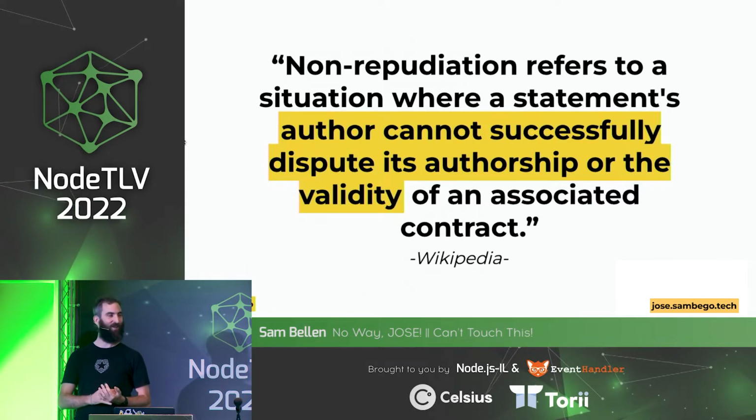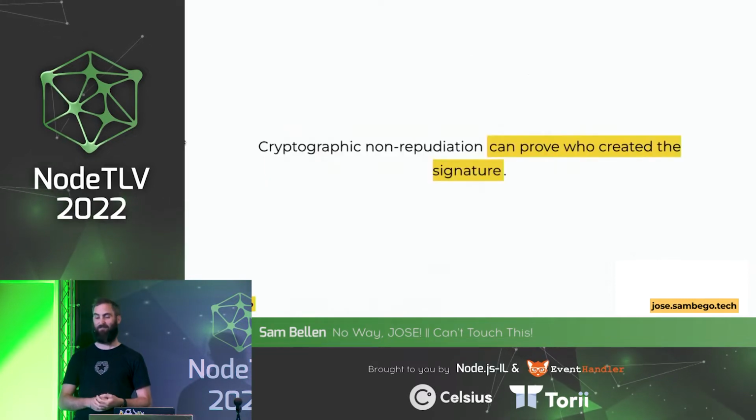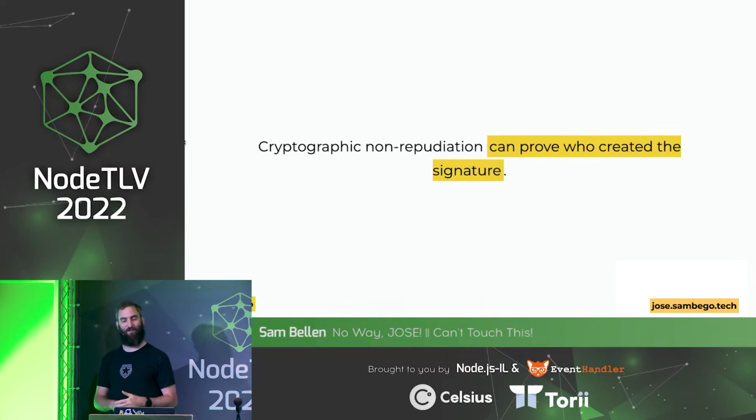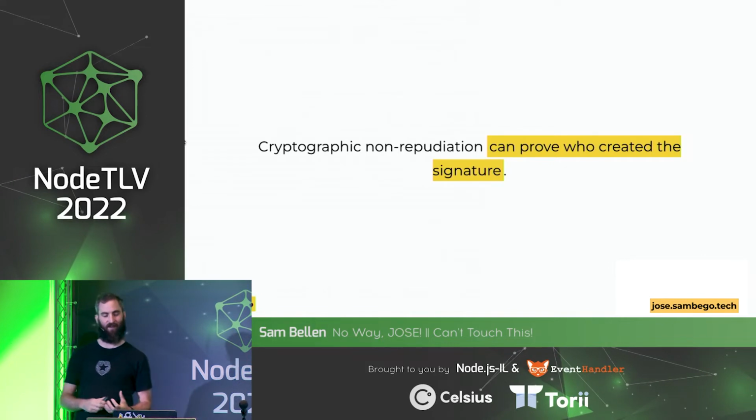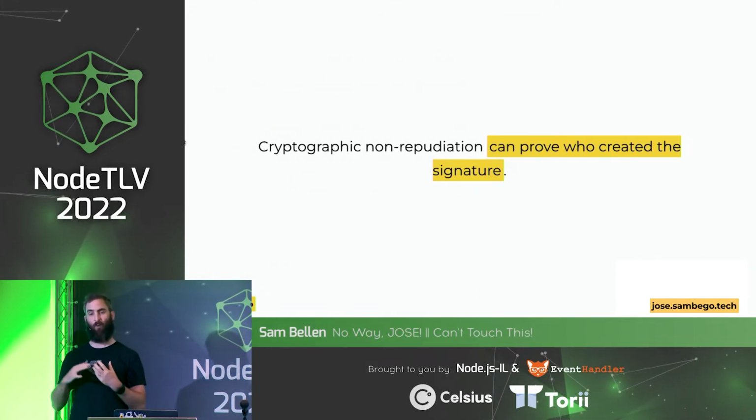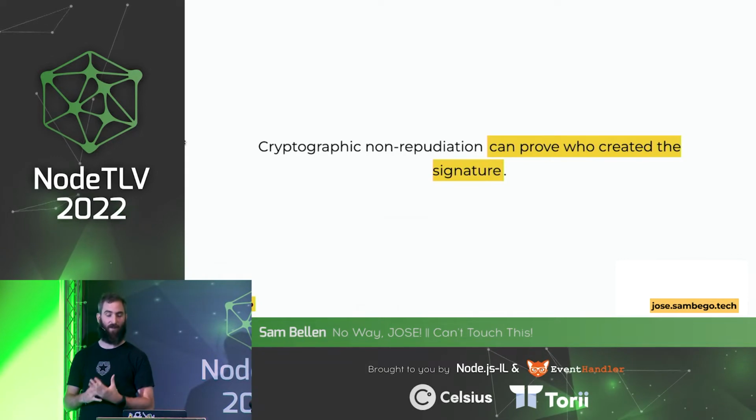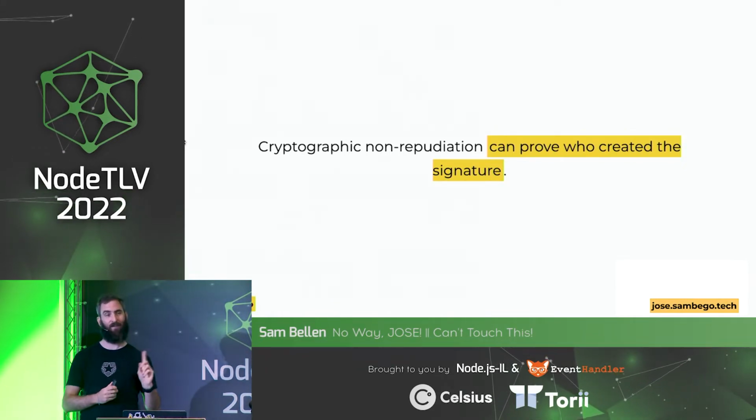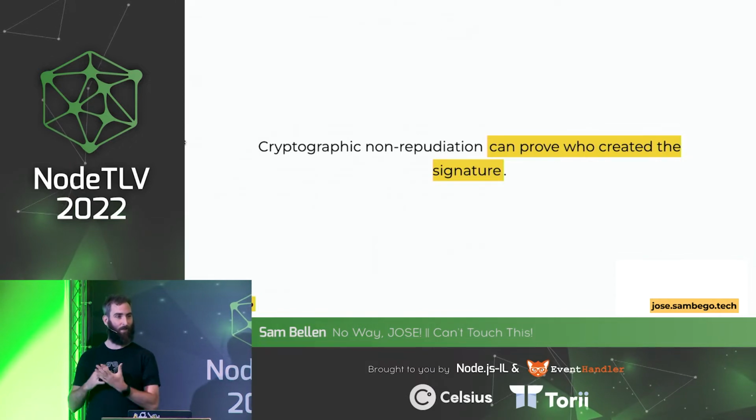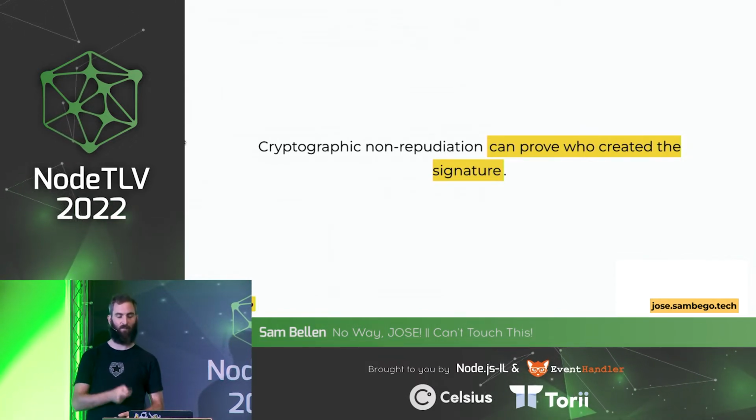Now, what does this mean? According to Wikipedia, non-repudiation refers to a situation where a statement's author cannot successfully dispute its authorship or the validity of an associated contract. Clear, right? To me, it means cryptographic non-repudiation can prove who created the signature. Because we are dealing with something that has cryptographic non-repudiation, we can prove which instance, which service, which person, whatever, created a certain signature. And that instance, that service, can also not dispute that they created it. We can prove that they did it, and they cannot say, I did not create the signature. It's yes or no. Based on the signature, you can prove that they did or did not do that.